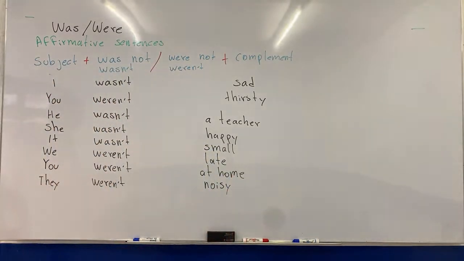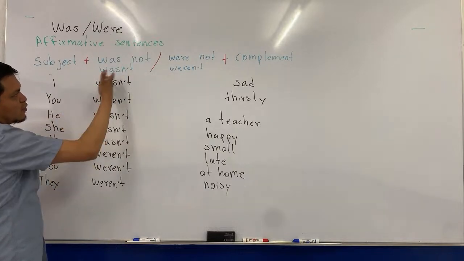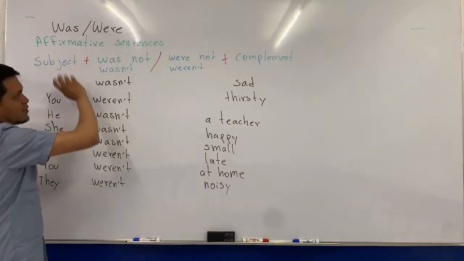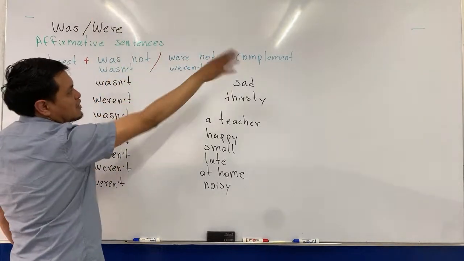Right? This is for a negative sentence. Subject plus was not or wasn't, or subject plus were not or weren't, plus complement.